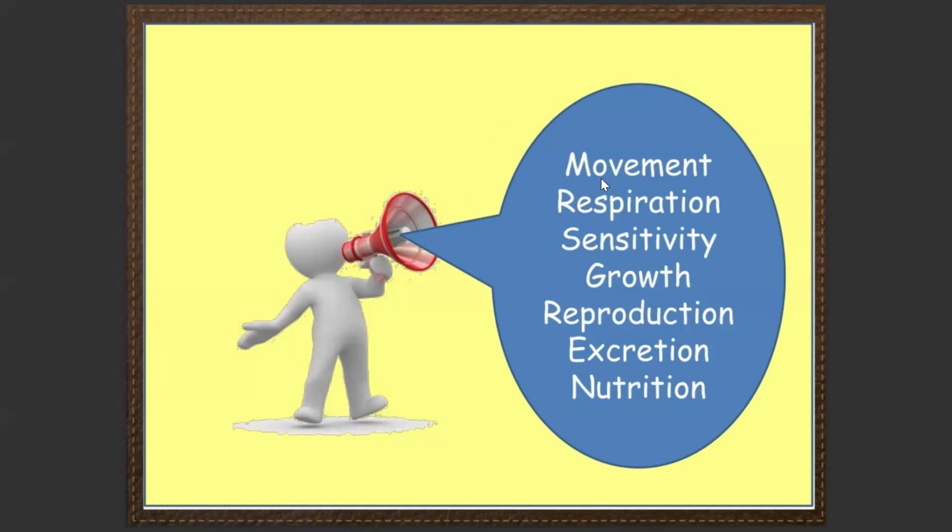Sensitivity means how our body, the condition of our body, reacts according to the external environment. This is known as sensitivity. Then there is growth, there is reproduction. You know the difference between growth and reproduction?